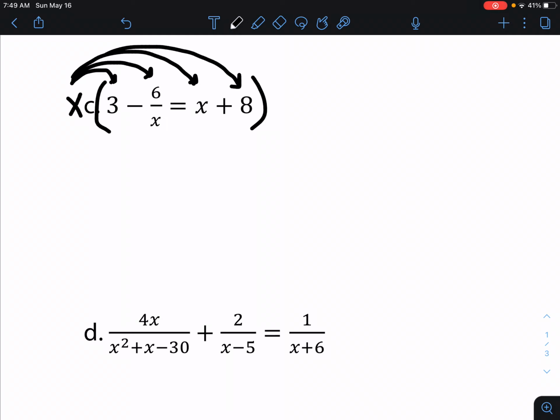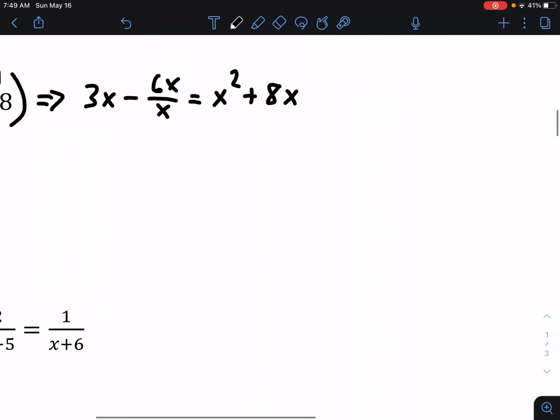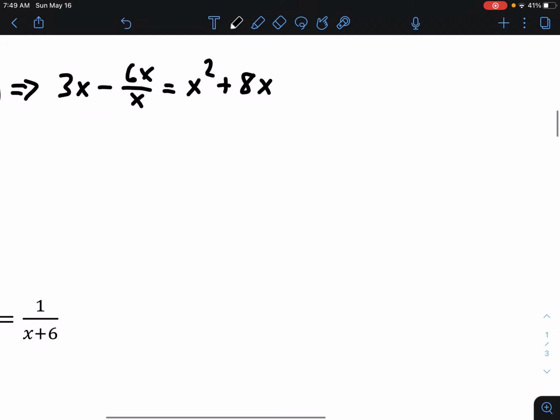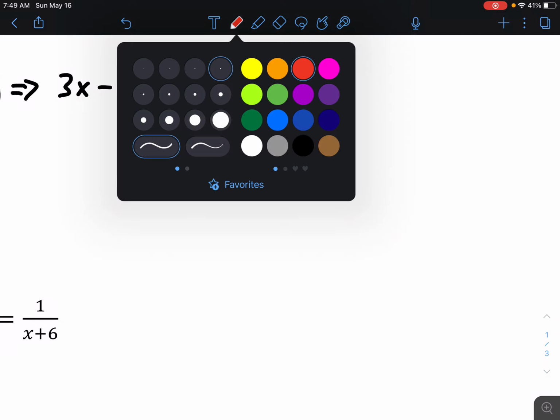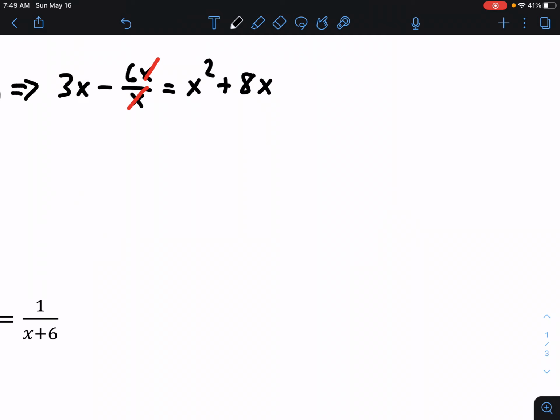All right, so we end up with 3x minus 6x over x. See what's going to happen there? Equals x squared plus 8x. All right, so we should be able to see what's going to happen here now. This x is just going to cancel itself, and that's what we want. We want that x to go away because we want to get rid of that fraction.